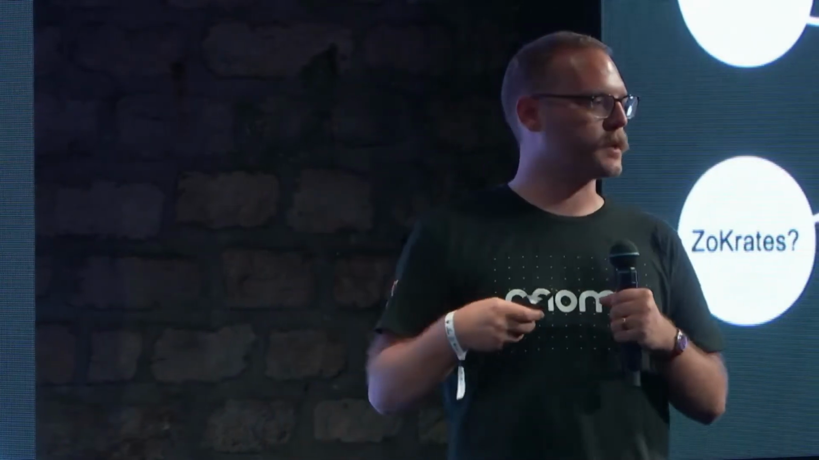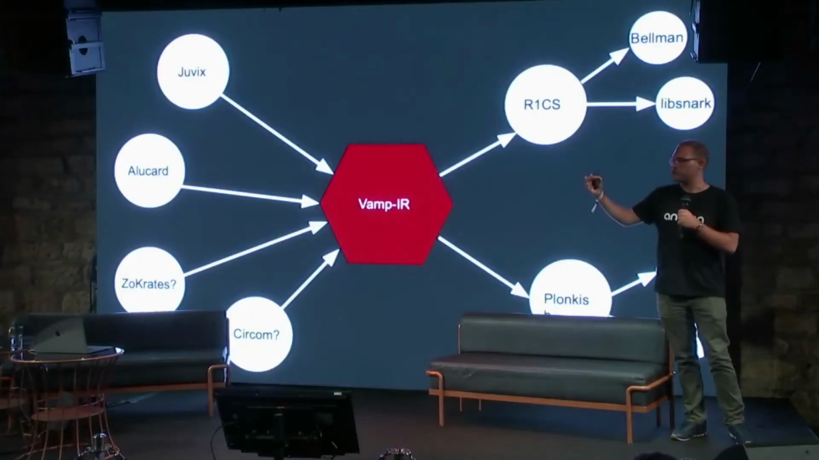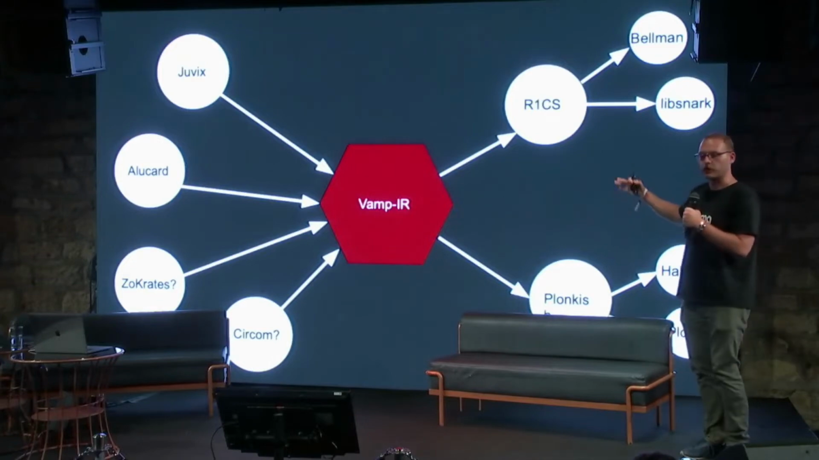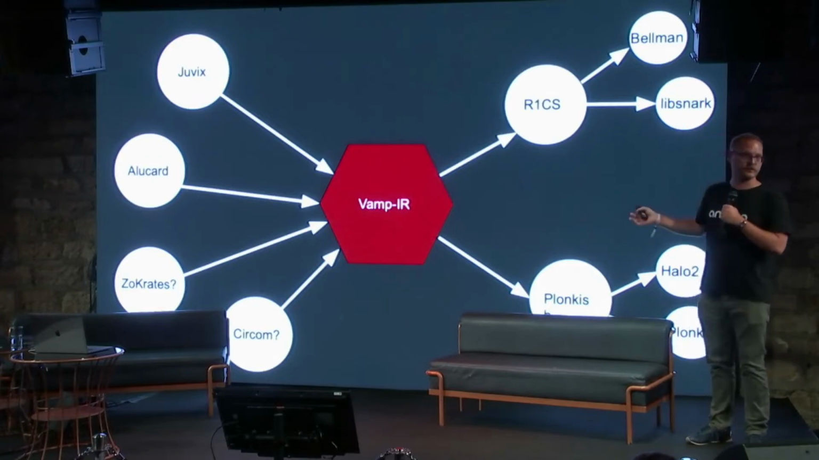Vamp-IR is our language for doing this, and it can also serve as a target for DSLs. Vamp-IR by itself, you could call it a DSL, but it's missing some familiar programming things like loops and conditionals and so on. It's a language for expressing circuits, not really a language meant for programming. If you want to do that, you can use a front-end language that compiles to Vamp-IR and then compile from Vamp-IR out to whatever constraint system and proof system you'd want to use.